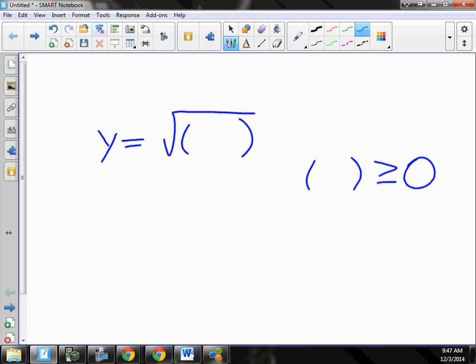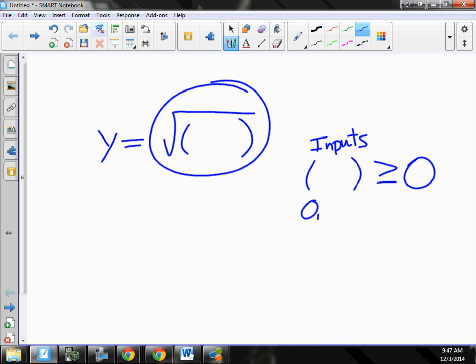Okay? Well, what do I know about this? What sort of numbers come out of square roots? So here we're looking at the inputs. If we look at the outputs, what do I know about the outputs of a square root? What's the range of the outputs?